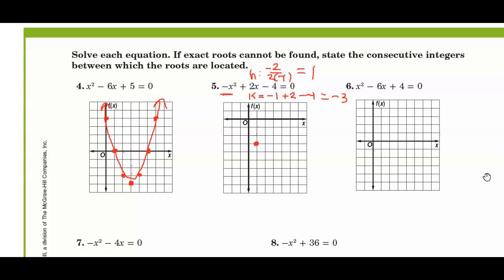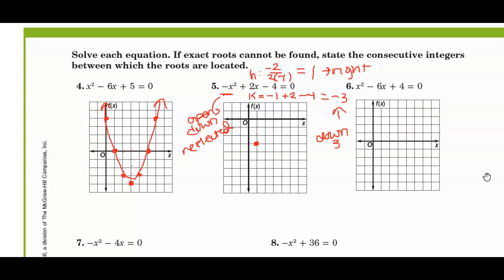The negative in front tells me my graph opens down. We also call that reflected. An h value of 1 told me right 1. A k value of negative 3 told me down 3. So again, just reviewing those transformations we talked about before.